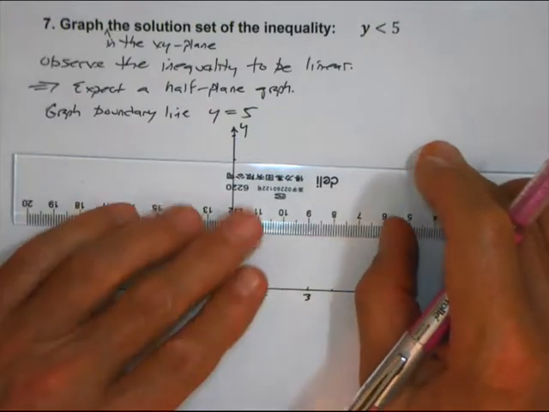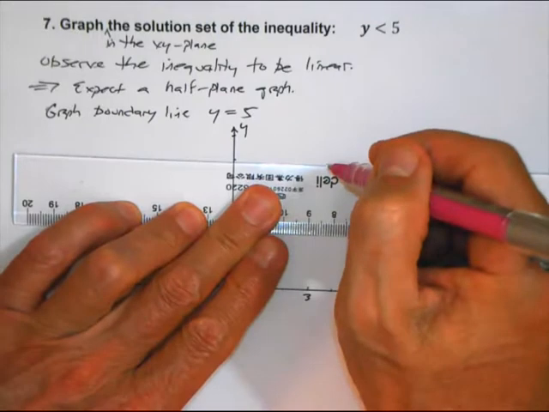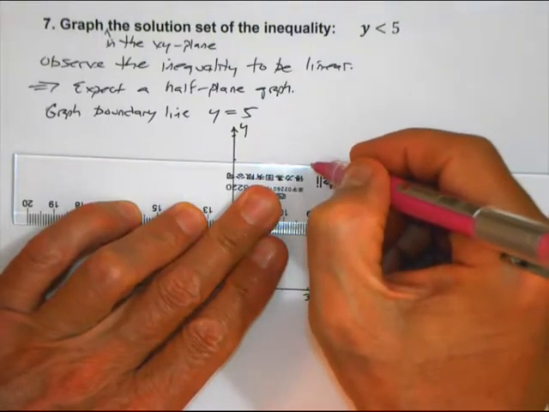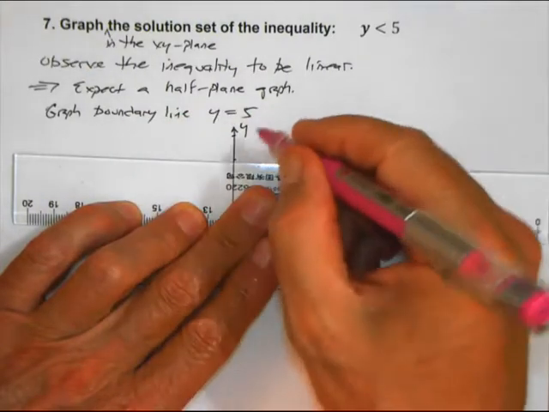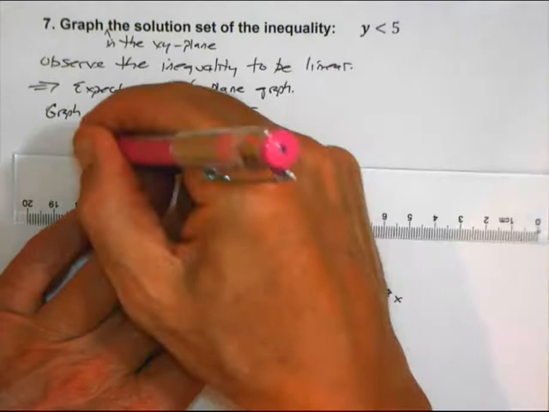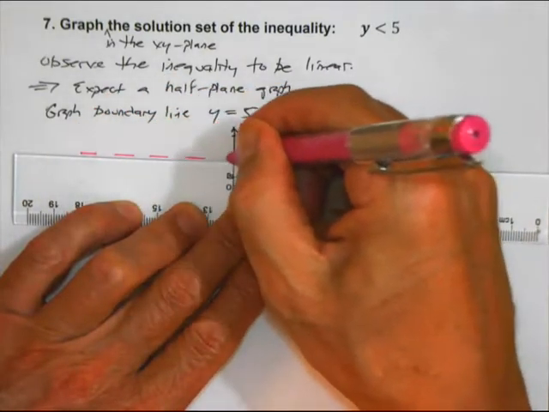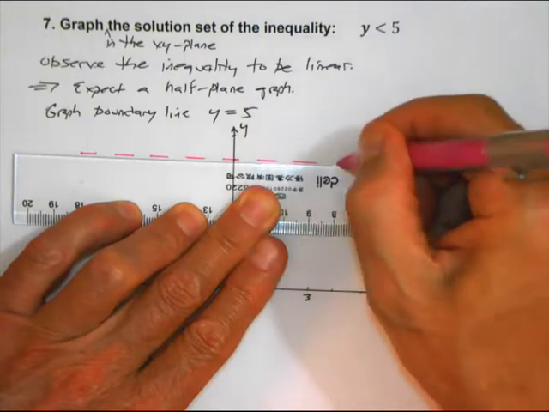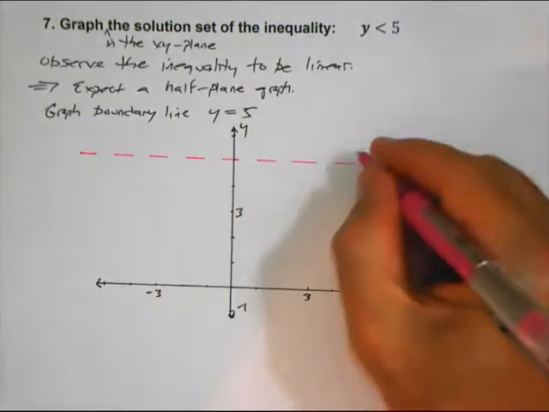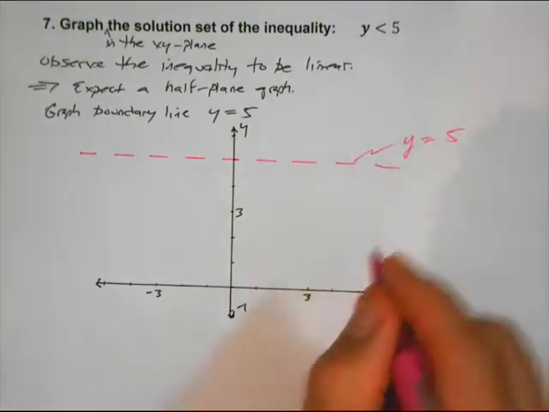And now we've got to be a little careful. This boundary line, does it consist of solutions as well? No. We're about to graph a y equals 5 line. That's not solutions to this, so we need to remember to use a dashed line. Okay, so this here is y equals 5, the dashed line.